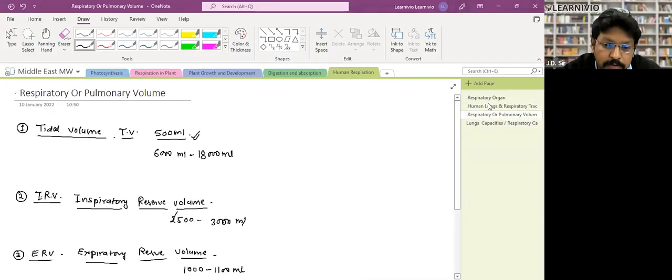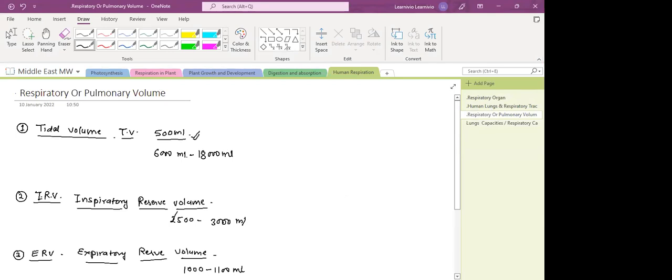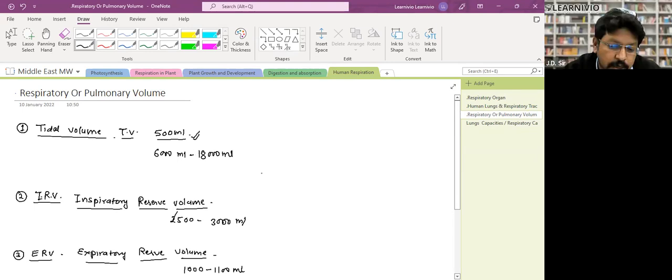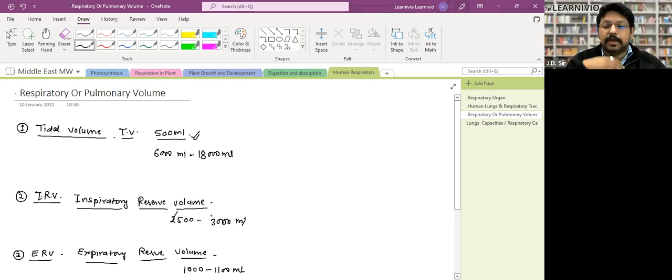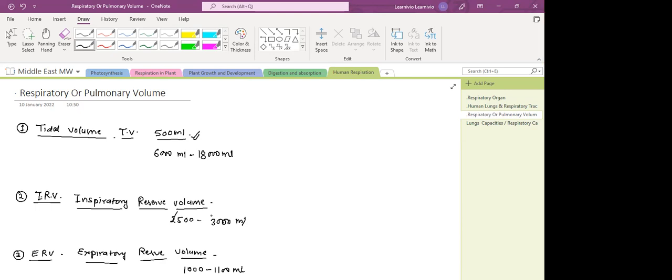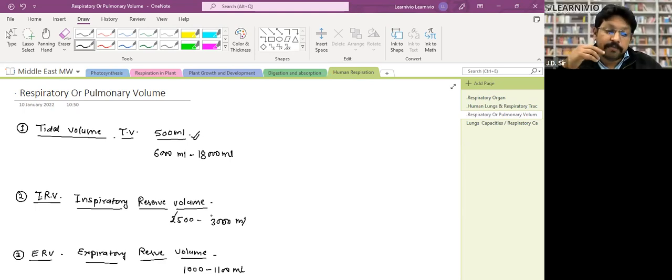Here, tidal volume. You are talking about tidal volume, TV? Yes, sir. Yes, TV is 500 ml. Once we take in and take out, that is 500 ml every time. Like I breathe in, I have taken 500 ml. I breathe out, I have expired 500 ml. Every time that is 500.